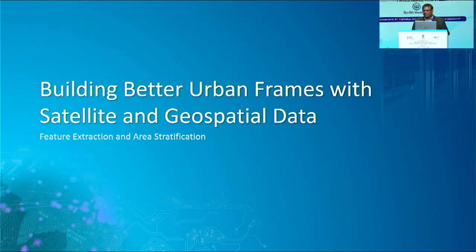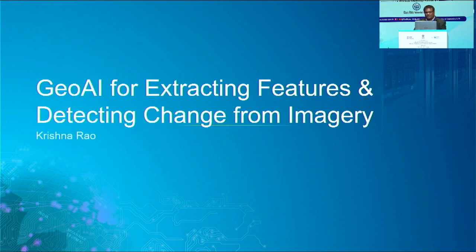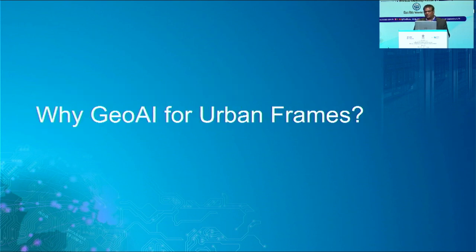So this is the session title which was given to me: how can we build better urban frames using satellite and geospatial data. Towards this, let's use Geo AI and see how it can help you in extracting features or detecting change within the imagery. In the morning, we would have heard from various speakers that we need to have a common data model, that there are points of interest which have to be finalized, and then the AI which has been talked about a lot. So towards this, how can ArcGIS and Geo AI help you.